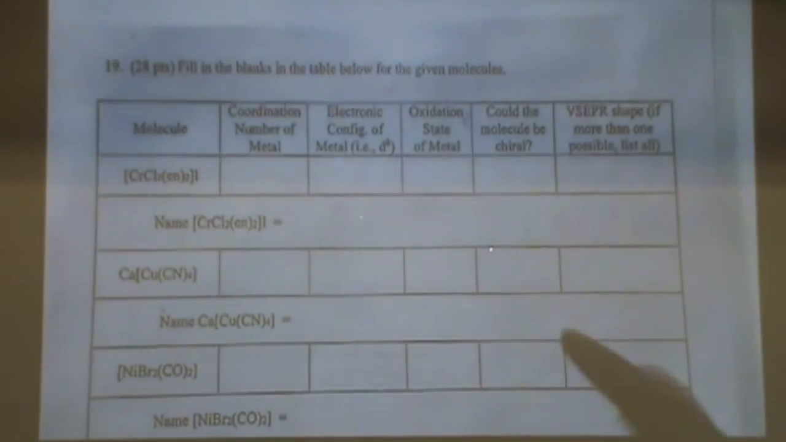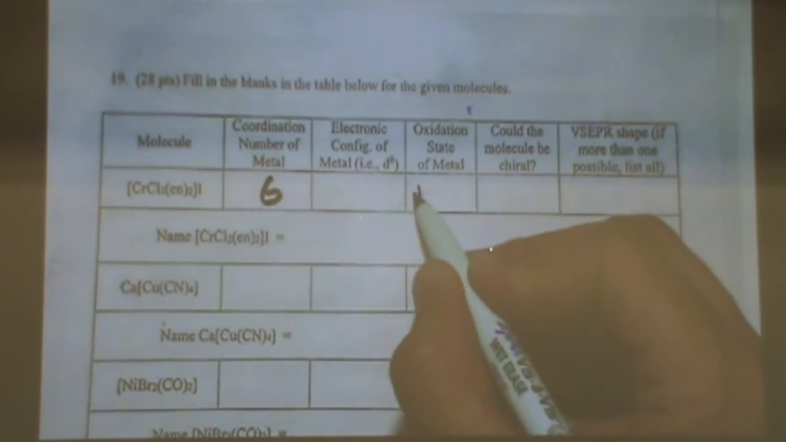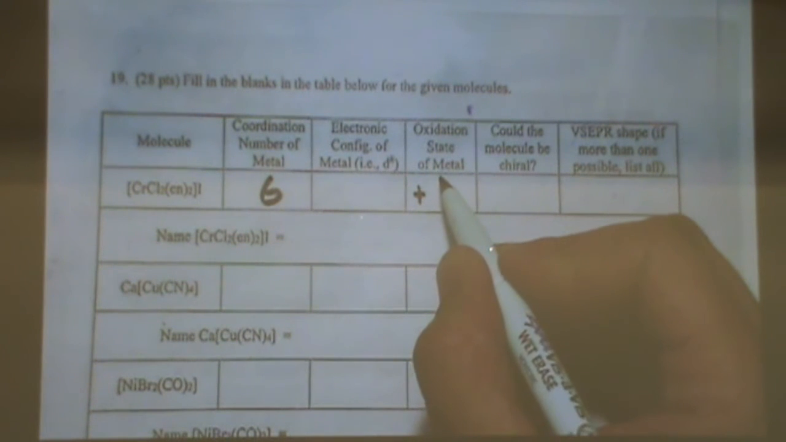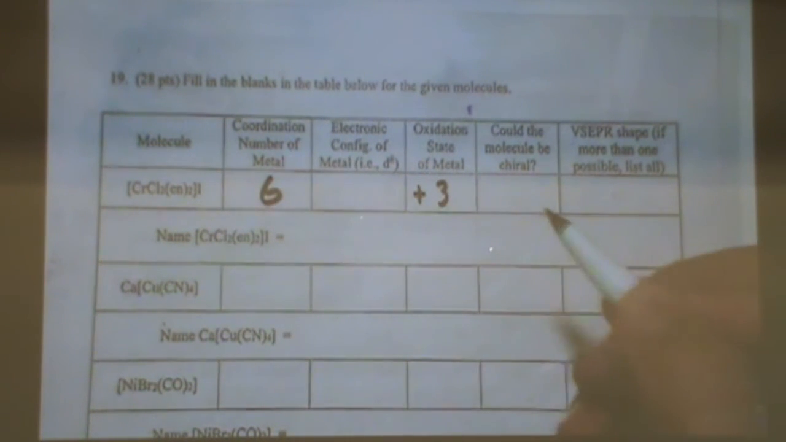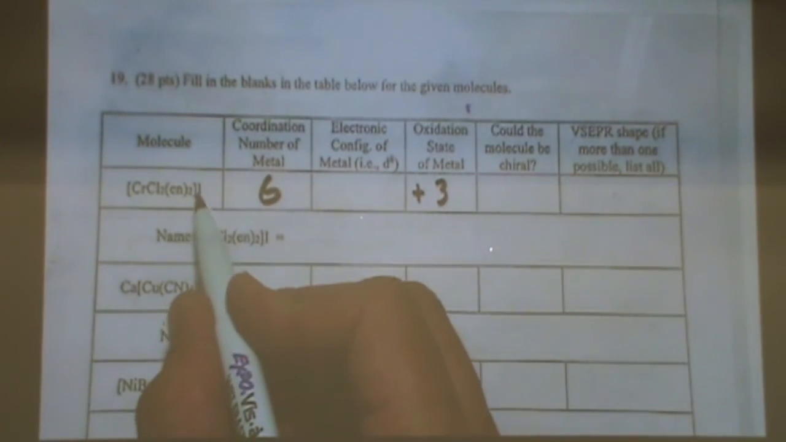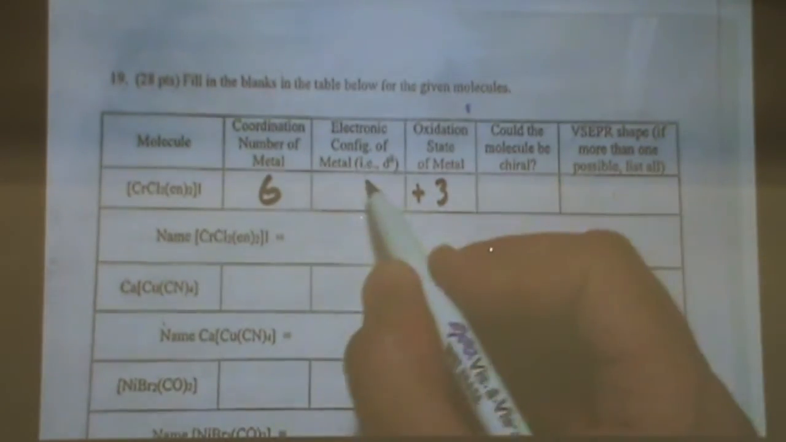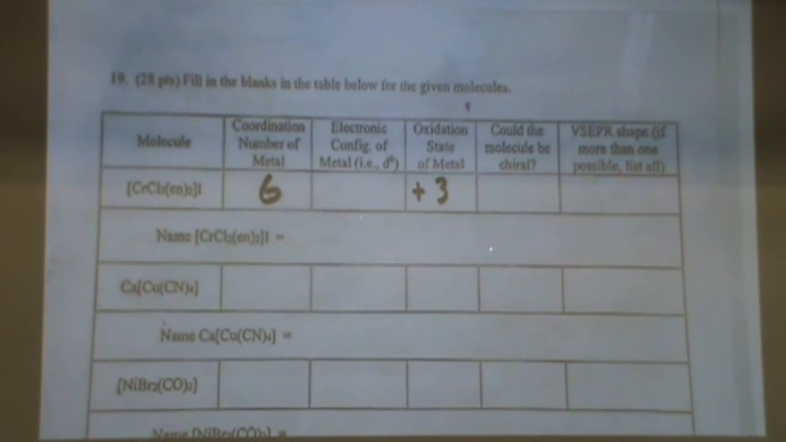Let's try it. What's the coordination number? 6. Yeah, each en counts twice. What's the electron configuration? So what's the charge? Let's do oxidation state first. +3. Okay, cool, because this is each -1. And this has a charge in brackets of +1 because the iodine's -1. So for chromium, what would you put for the d count? d3?